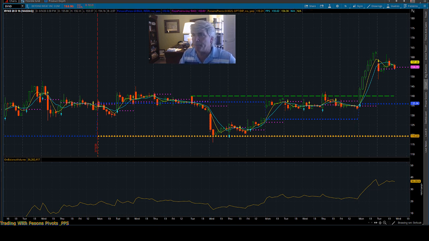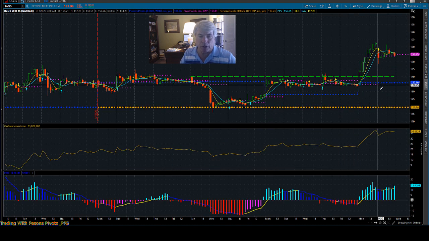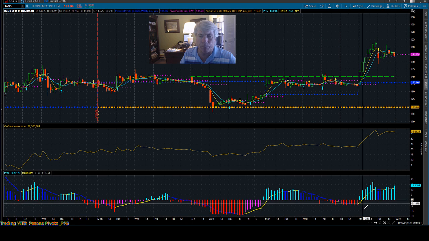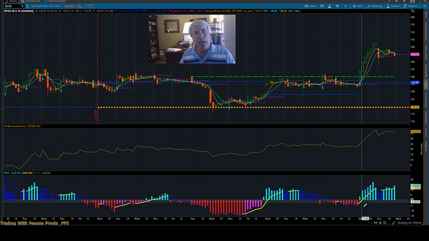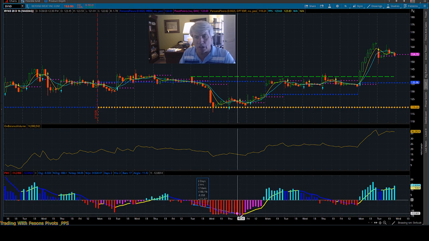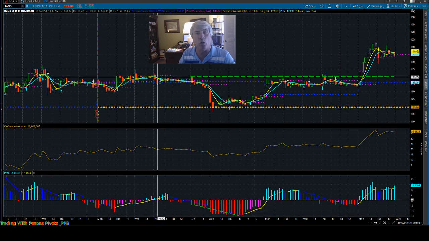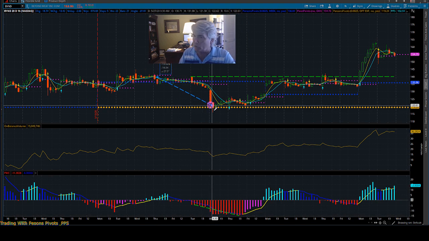Let's talk about that. So if you go over here to Studies and you edit studies and you come down to my name, John Person, I only have 3 indicators. The PMC, let's put that up. What this represents is a momentum histogram bar. There are 4 colors. You see red. Red, if long, shows that the market is losing its relative strength to the overall market. And if long, red, not good.